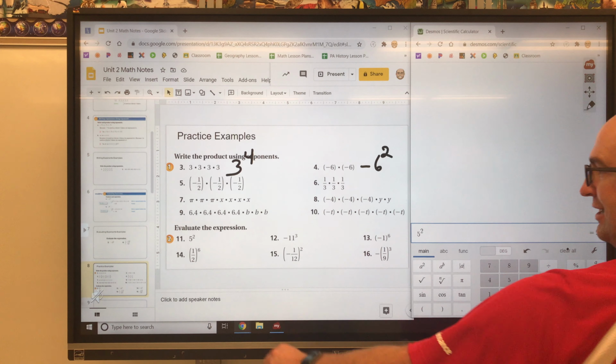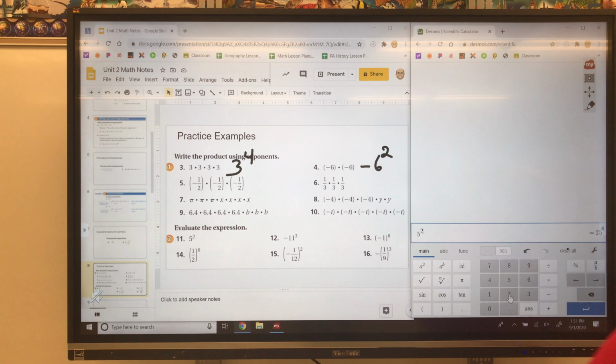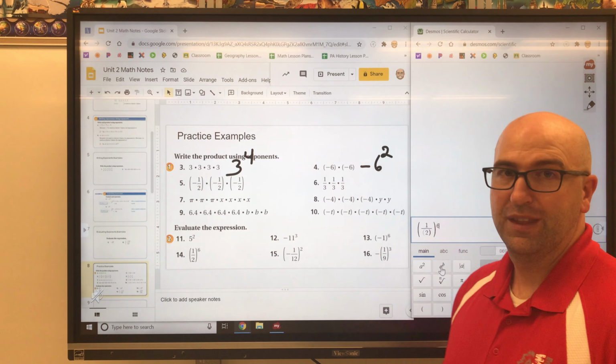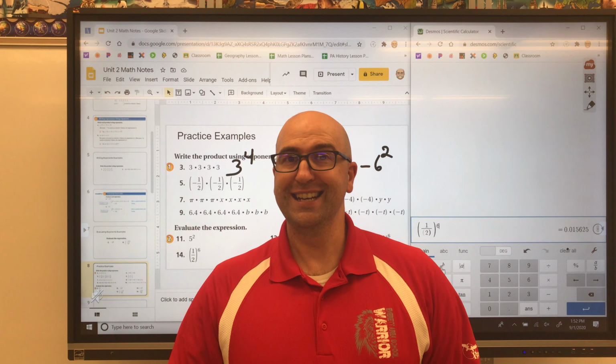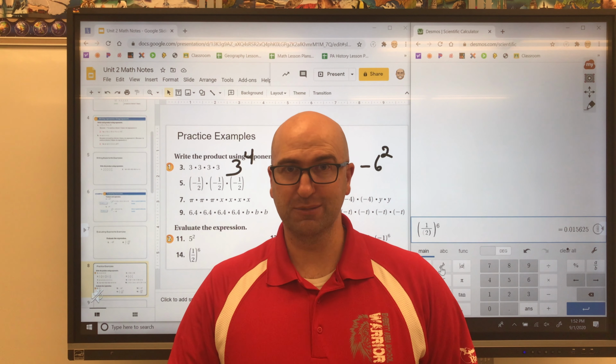Let's do one more. Let's come down here and do 1/2 to the 6th. Again, for fractions, put them in a parenthesis. I need my fraction button. 1/2, close parentheses, get outside of it. Hit my exponent button, and 1/2 to the 6th gives me 0.015625.